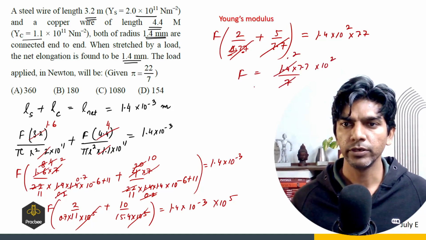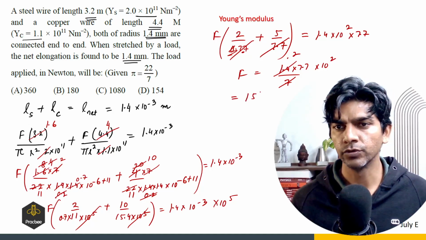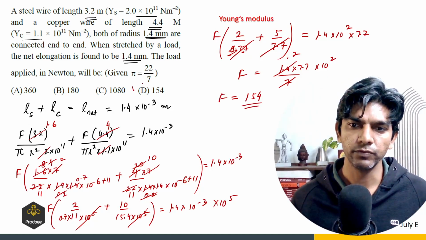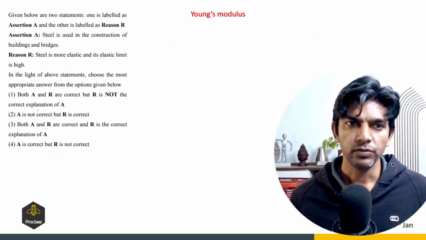So that will be 0.2. So it comes out to be 154. Right? So F comes out to be 154. So option D is the right answer. Right, so let us see the next question.